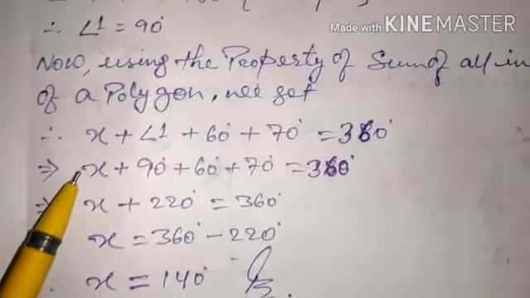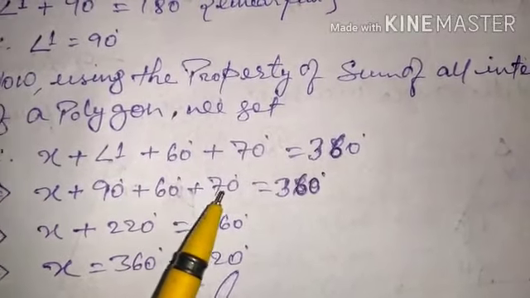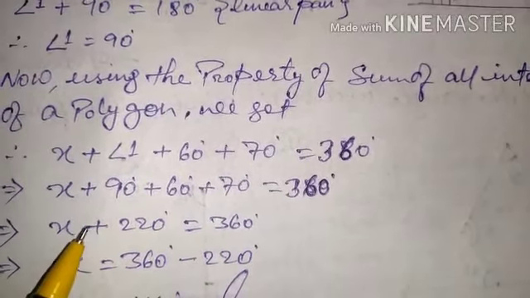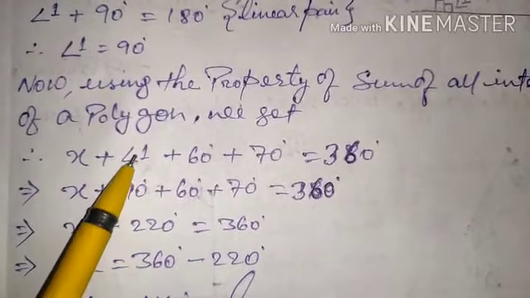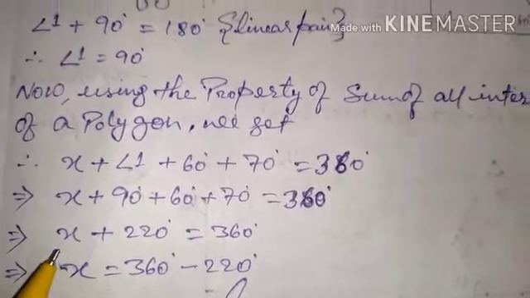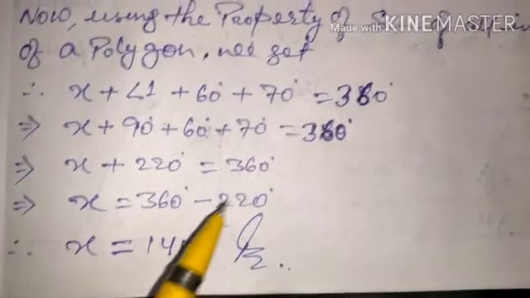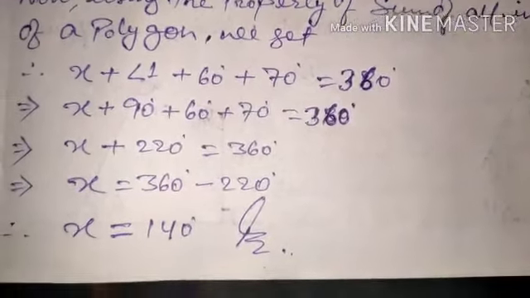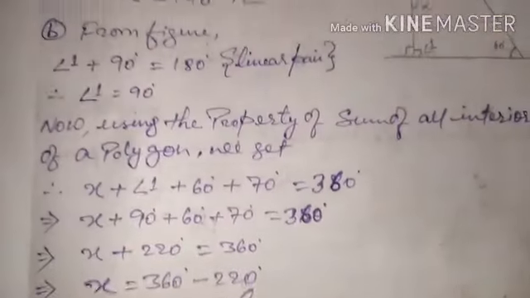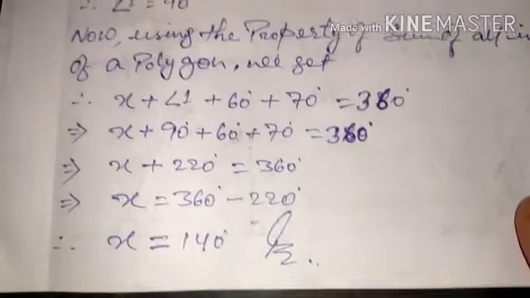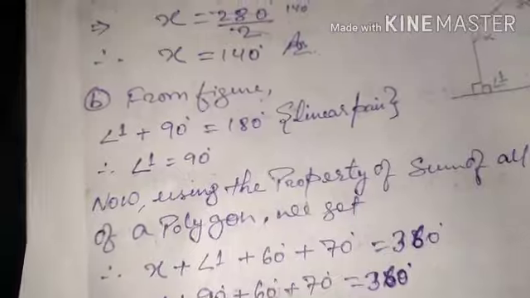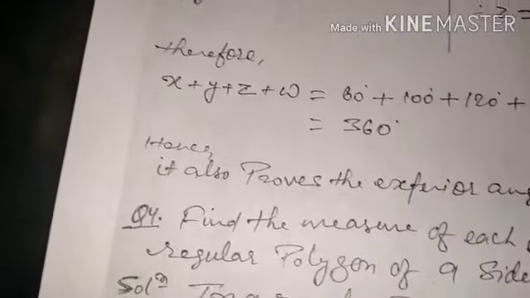Okay, so x plus 90 plus 60 plus 70, it will become 360 again. So add all these angles, substitute the value of 1 as 90 degrees. Now x plus 220 is equal to 360. Now x is equal to 360 minus 220, and x is equal to 140 degrees. So we had got the solution of this question 2. It's very easy, I think so. There is nothing very difficult for you people to understand about it.